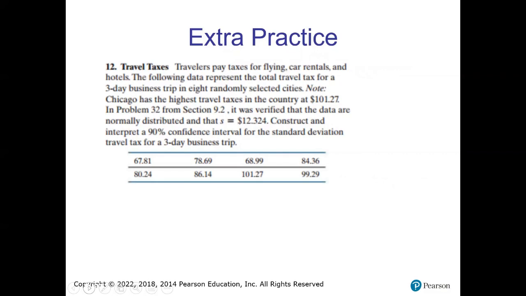Travelers pay taxes for flying, car rentals, and hotels. The following data represents the total travel tax for a 3-day business trip in 8 randomly selected cities. Note that Chicago has the highest travel taxes in the country at $101.27. In problem 32 from section 9.2, it was verified that the data are normally distributed with a population standard deviation of $12.324. Construct and interpret a 90% confidence interval for the standard deviation travel tax for 3-day business trips.